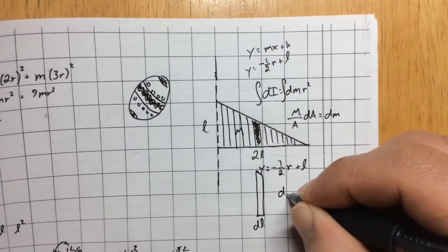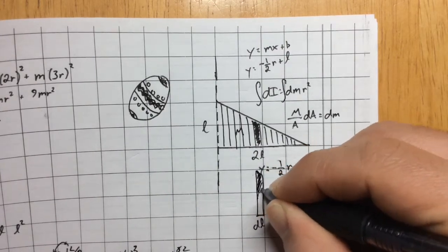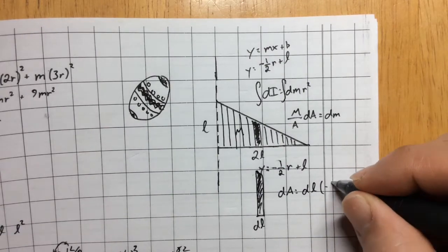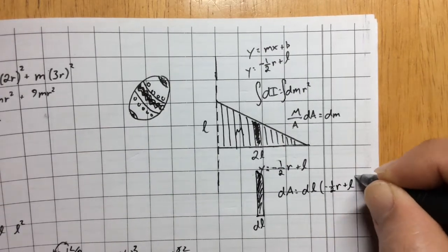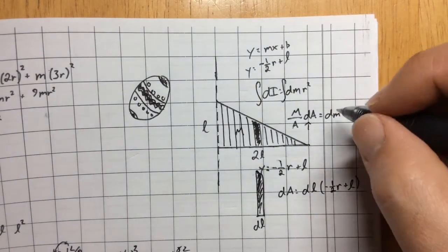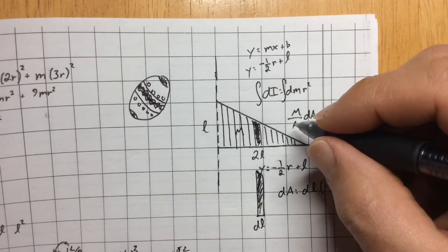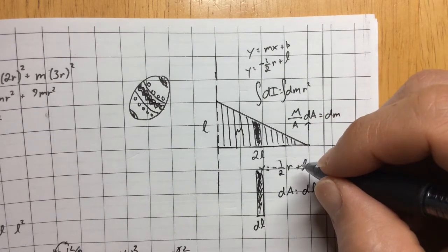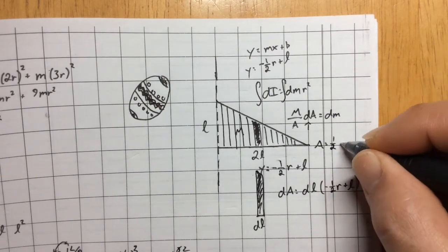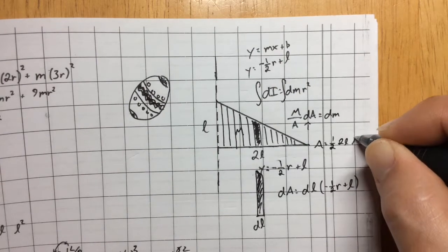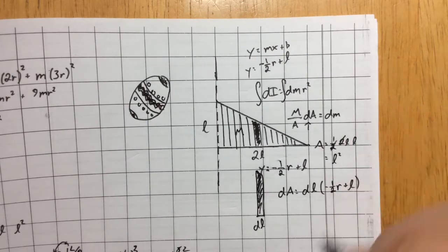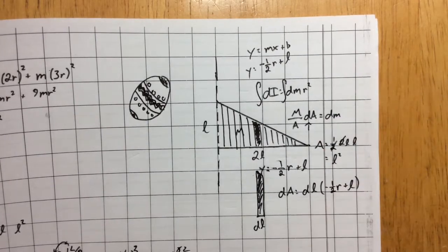So dA, the area of this thing, is the base of this thing times the height of this thing. Like that. That's dA. That's going to go right there. dm is all this. We might want to find what A is. It's a triangle, so A would be equal to half the base times the height. So that goes away, that goes away. A is equal to L squared. Okay, so dm, let's go all the way down here.